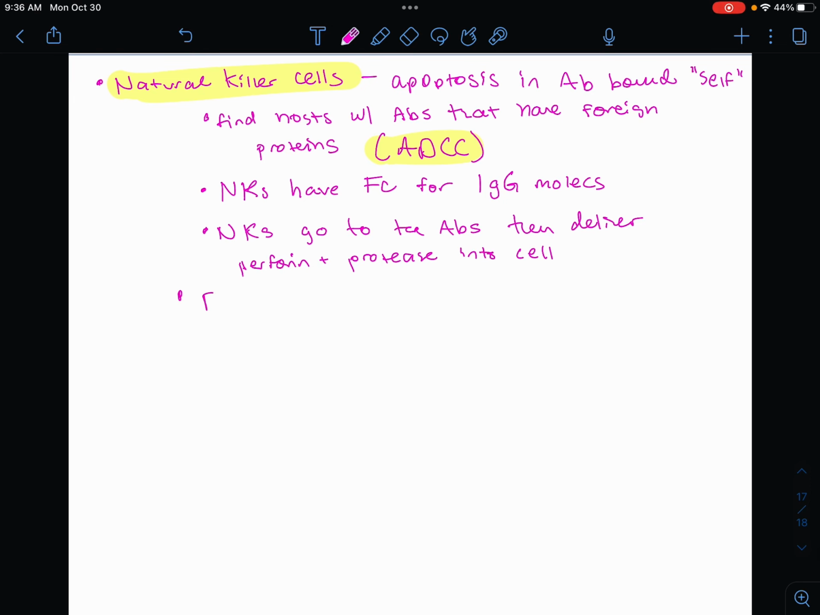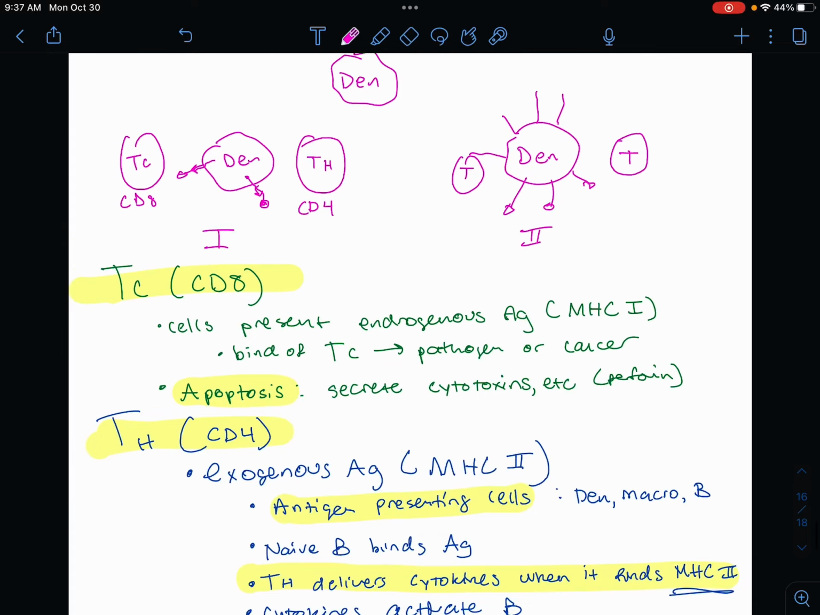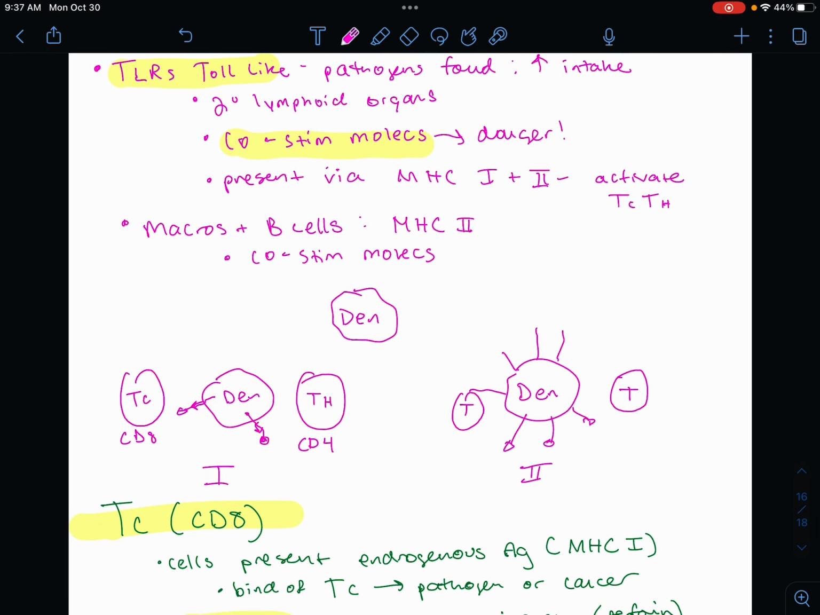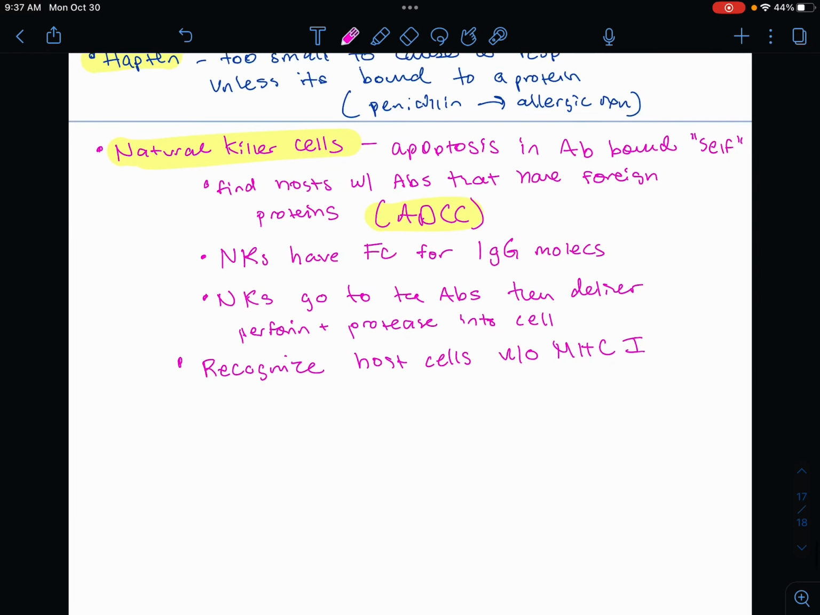They also recognize host cells lacking MHC class 1. MHC1, again, presents the endogenous antigens that are going to be recognized by the TC cells. But the natural killer cells will also find host cells lacking MHC class 1.